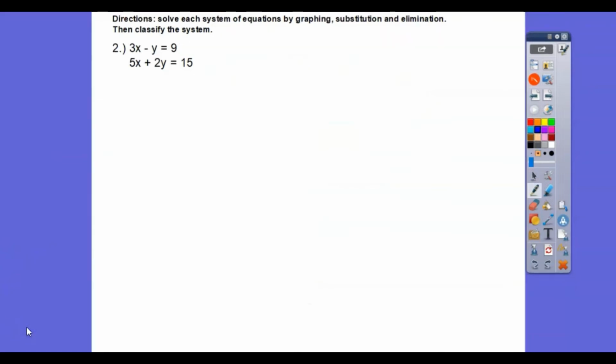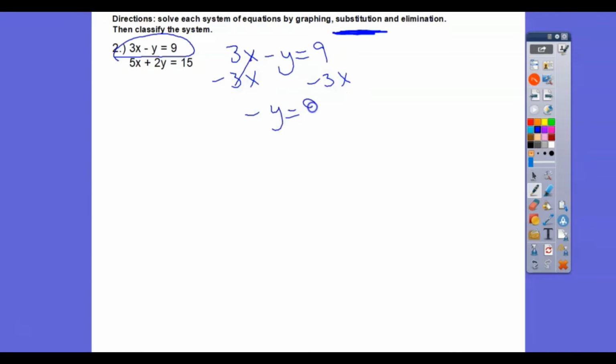So now I'm going to show you how to do this by the second method, which is substitution. Okay, so in order for me to use substitution, remember that you have to start by choosing the quote-unquote easier equation. In this case, I'm going to choose to work with the top equation, and I'm going to want to get the y by itself. So if 3x minus y equals 9, then I would subtract 3x from both sides. I get negative y equals 9 minus 3x, or negative 3x plus 9.